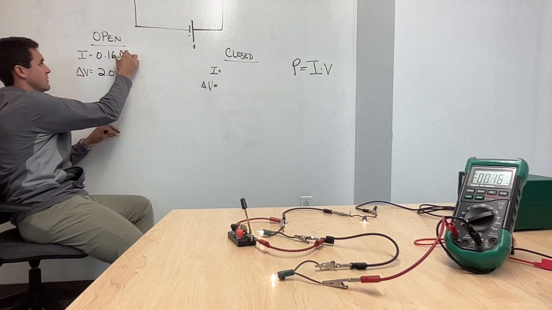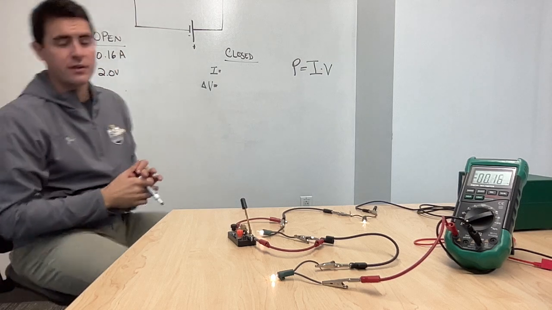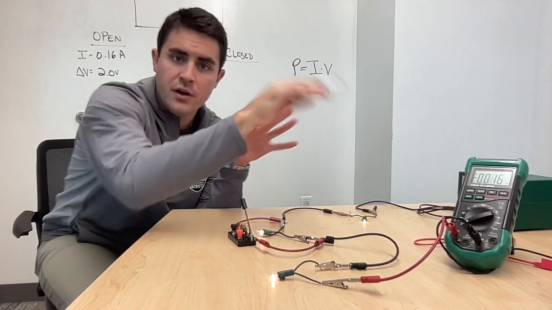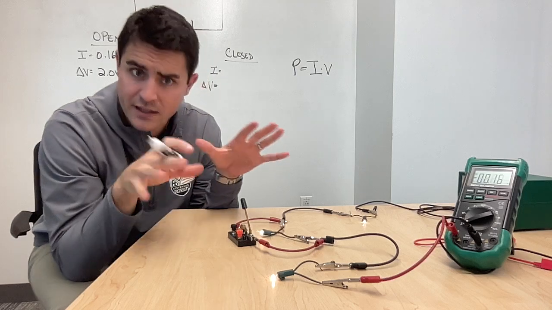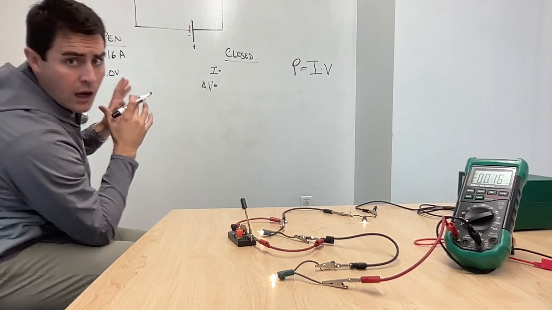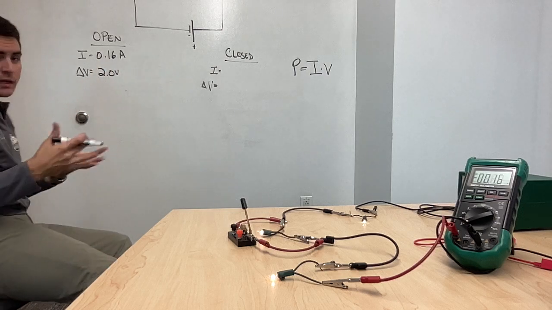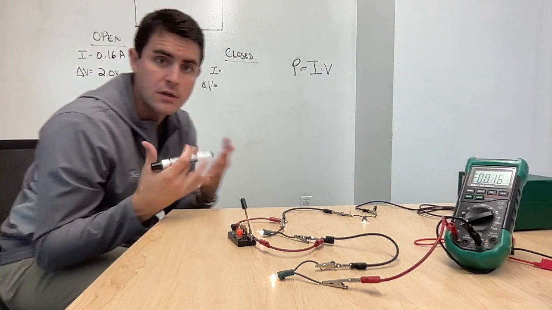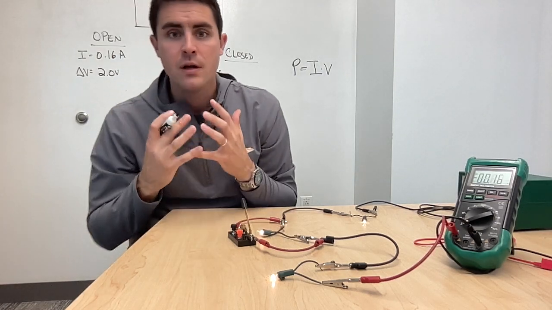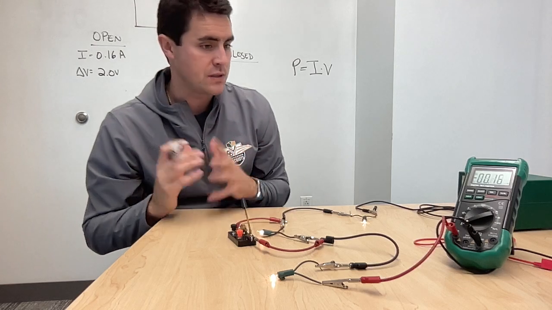0.16 amps. That is the total current, and because I'm in series, I can assume that's the current flowing through each of these. So I can find my power at each location, right? Each of these is 2 volts times this current, so we're looking at 0.32 watts of power being produced or dissipated at each of these, okay?